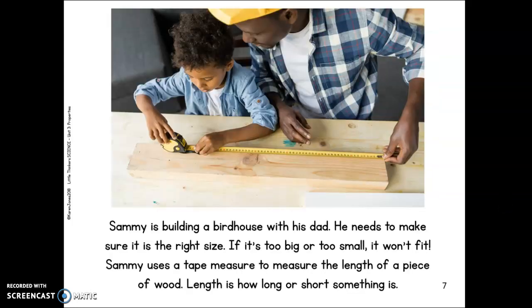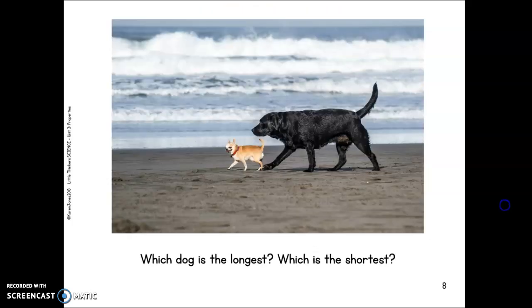Sammy is building a birdhouse with his dad. He needs to make sure it is the right size. If it's too big or too small, it won't fit. Sammy uses a tape measure to measure the length of a piece of wood. Length is how long or short something is. Which dog is the longest? Which dog is the shortest?